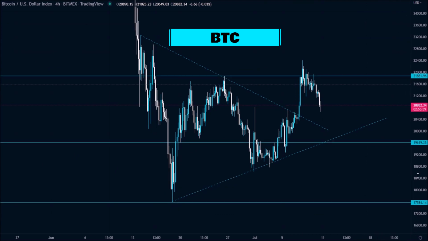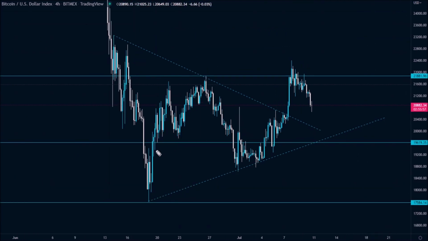You can see we did have this inside bar. So we had the low, we had a deviation of the low, came up, broke structure, and now we've swept that high. So that was a good place to look for some selling opportunities, but I'm not convinced as yet.